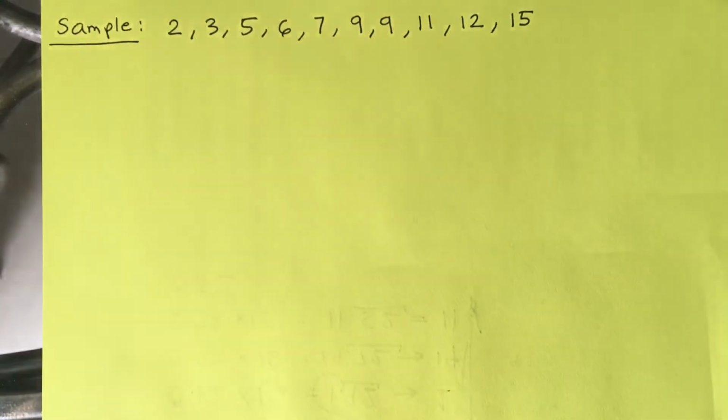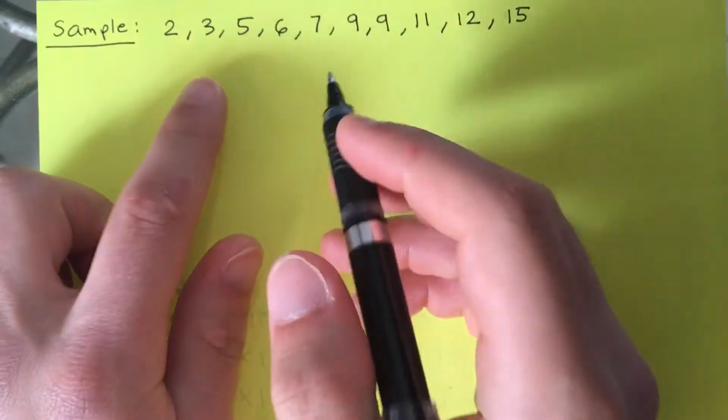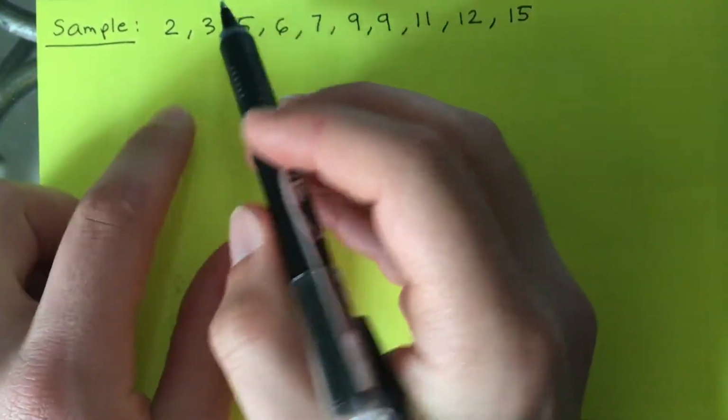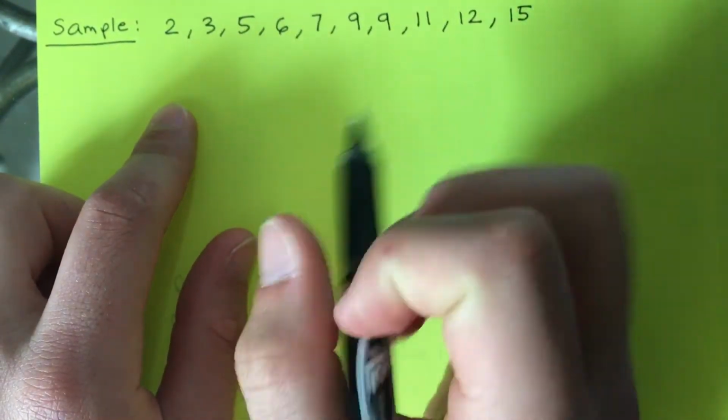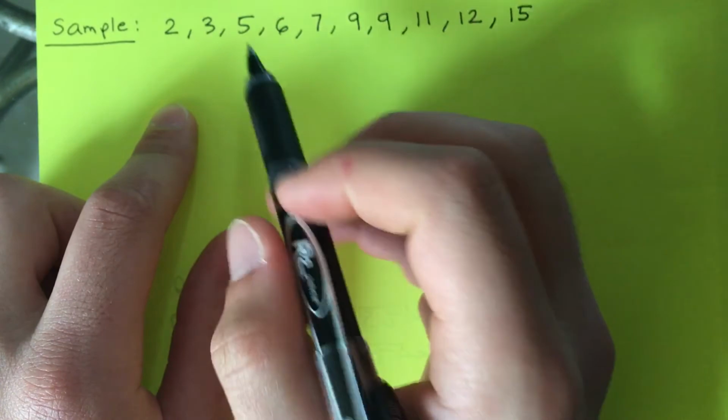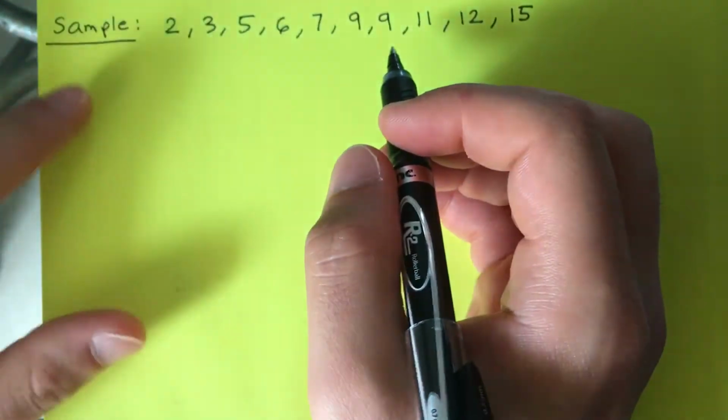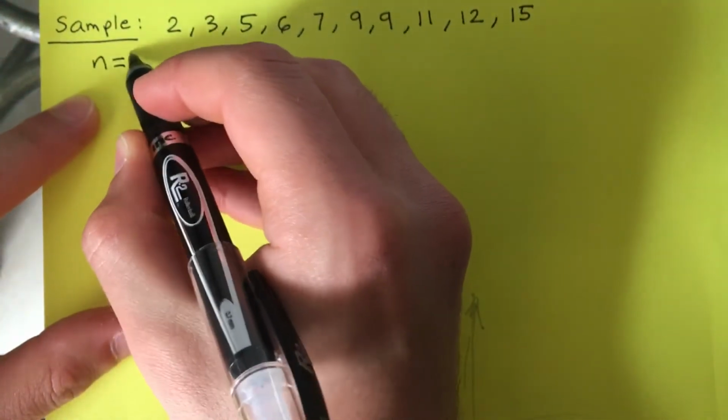Hey everybody, in this video I'm going to be going over how to find the mean, the median, mode, range, and quartile 1 and 3. So I have the sample already listed. If you count them all, there's a total of 10 different data points, so we can write n equals 10.